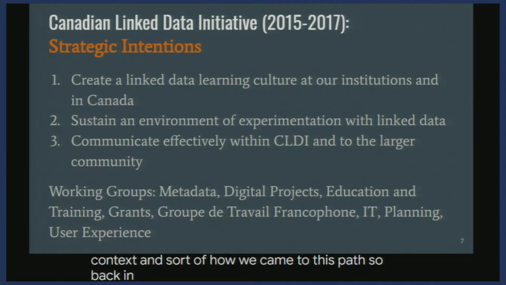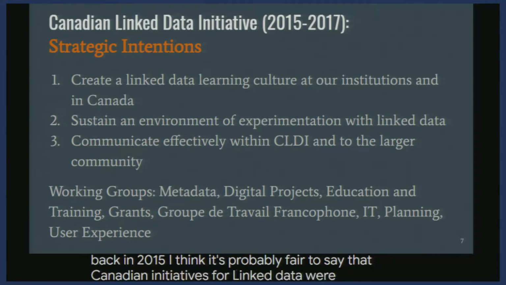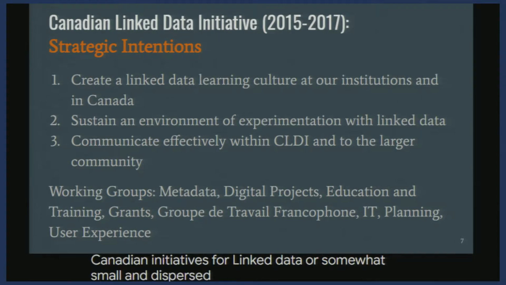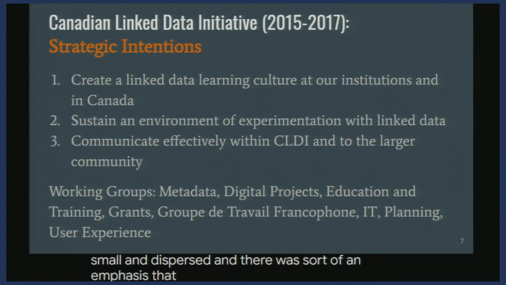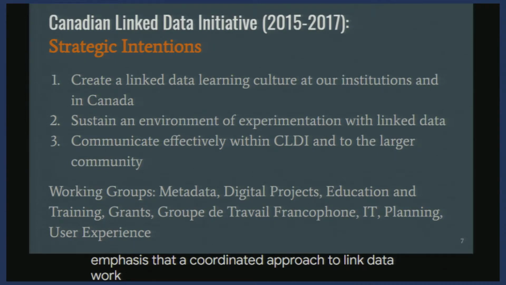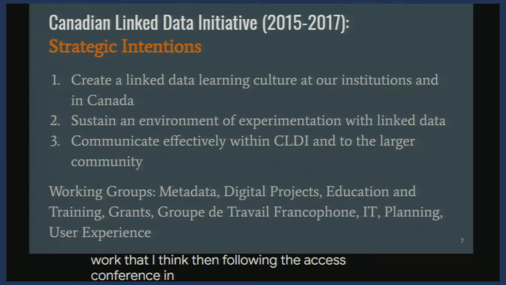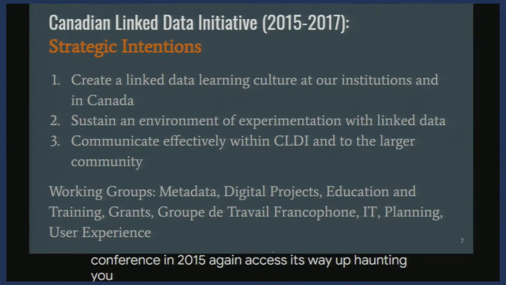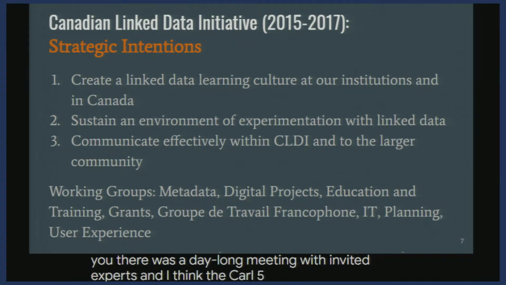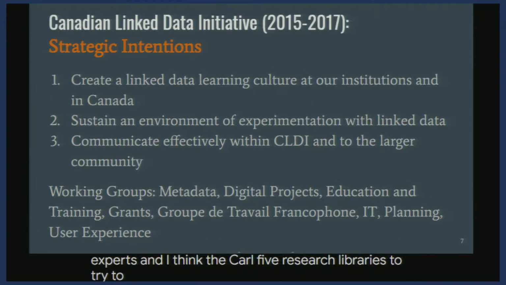So back in 2015, I think it's probably fair to say that Canadian initiatives for linked data were somewhat small and dispersed. And there was sort of an emphasis that a coordinated approach to linked data work was needed. And I think then following the Access conference in 2015, again, Access has a way of haunting you, there was a day-long meeting with invited experts and, I think, the CARL research libraries to try to map out a plan for how to put together such an initiative.